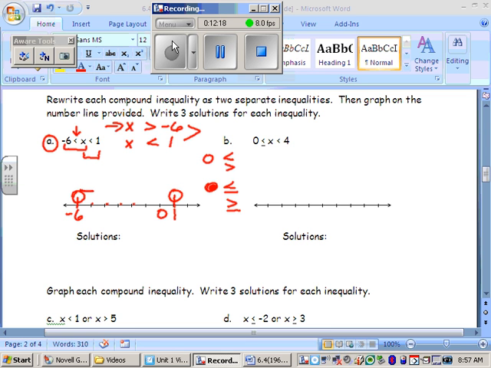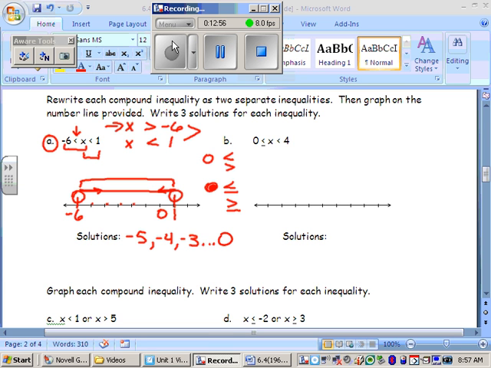Now, if x can be greater than -6 or less than 1, notice the arrows point towards each other. So rather than writing the arrows, you can actually just connect them into one line. That means that all the solutions are between -6 and 1. So if you are wanting to write 3 solutions, what could 3 possible solutions be? Well, -5, -4, -3, all the way up to 0. Those are all possible solutions.